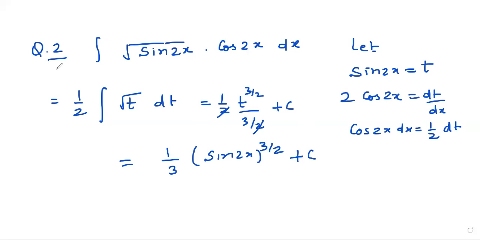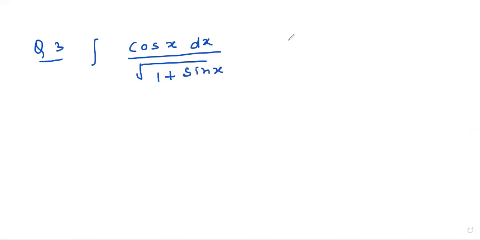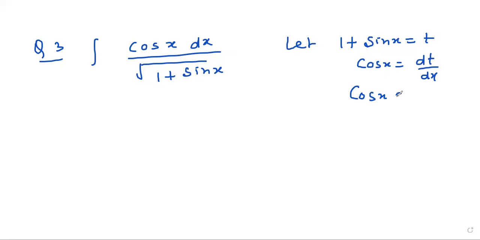Question number 3. Integrate cos x dx divided by root of 1 plus sin x. Let 1 plus sin x equal to t. It will give cos x equal to dt upon dx, or cos x dx equal to dt.